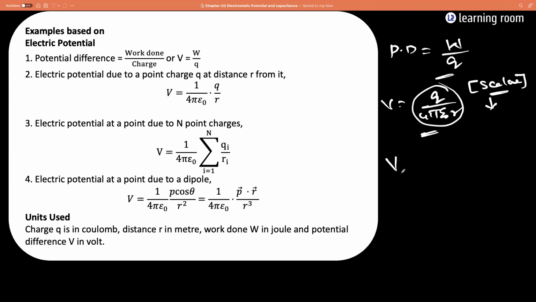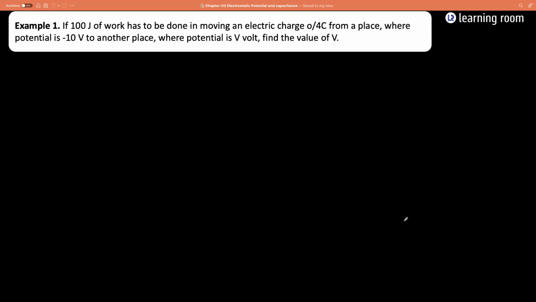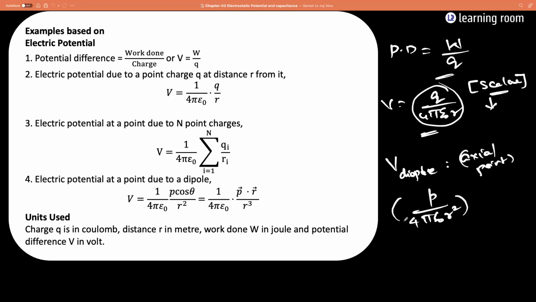Similarly, what is going to be the potential due to a dipole at axial point? Anybody? At axial point, what is going to be the potential? I'm talking only about magnitude. P divided by 4 pi epsilon naught R square. Okay. So I think most of you are not confident with this electrostatic potential due to a dipole.